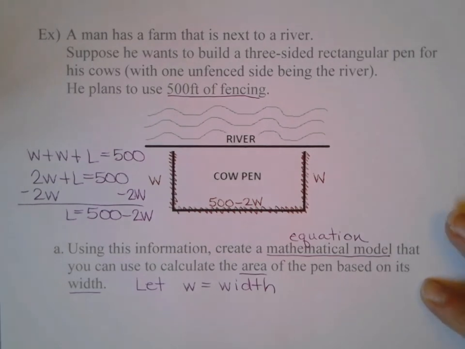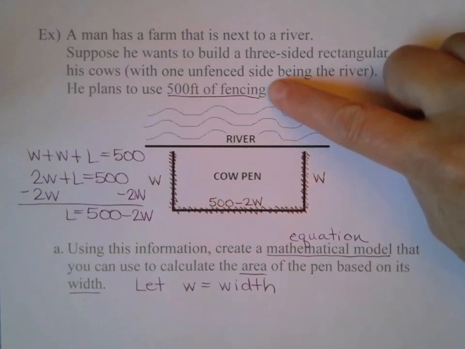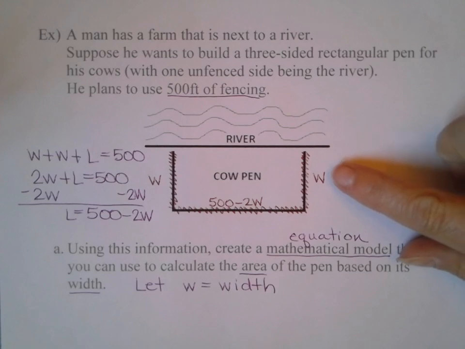Okay, so that's maybe step one. If you were going to break this into parts, I had to talk about the length of fence that I wanted to use, and I used that fact to help me write down a way to represent the sides of this pen using just the variable for the width.